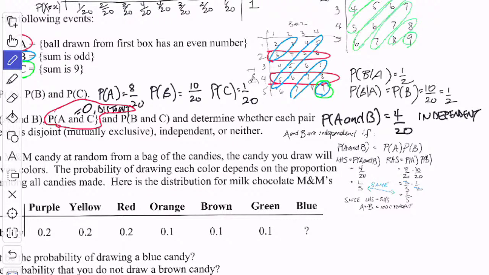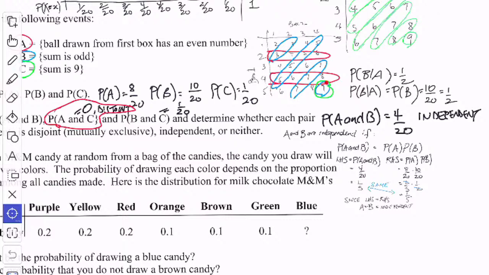What about B and C? B and C, so the blue and the green, they overlap. They overlap just here on 9. The probability then is one out of 20. And they are not disjoint because they actually overlap.